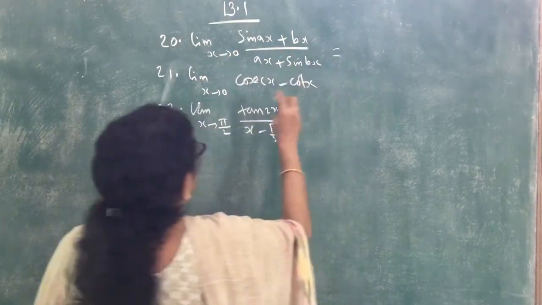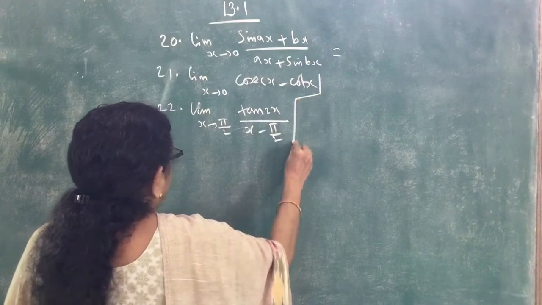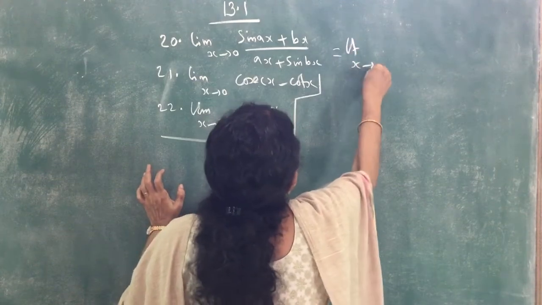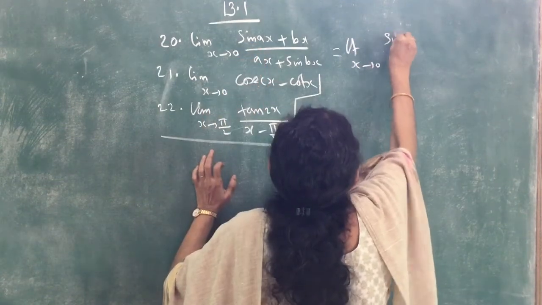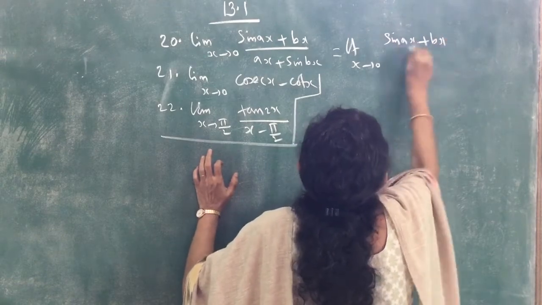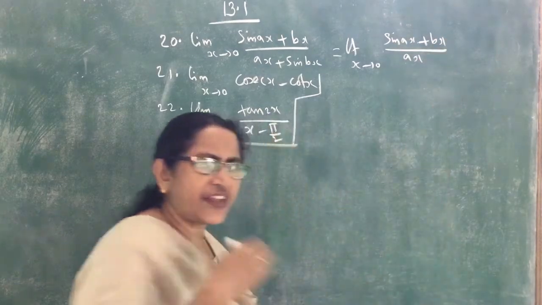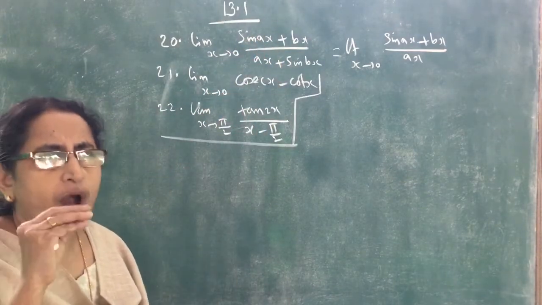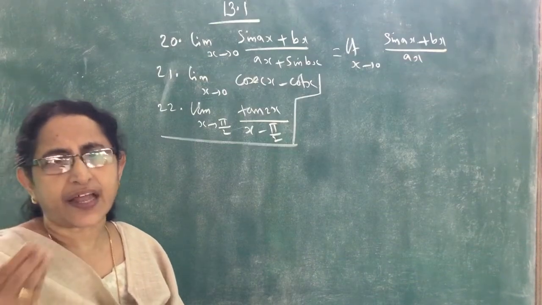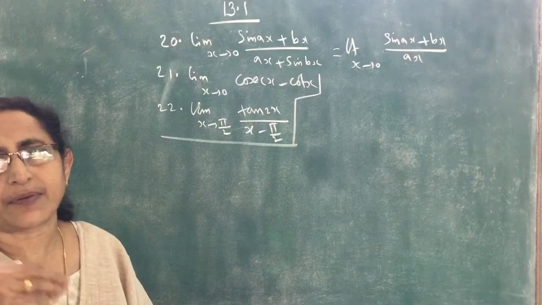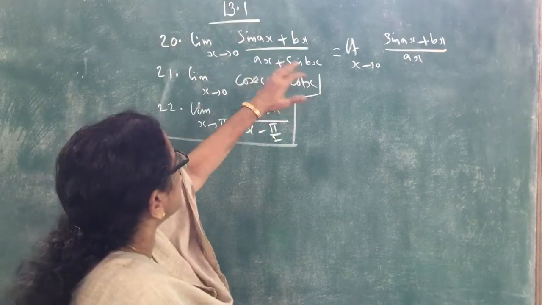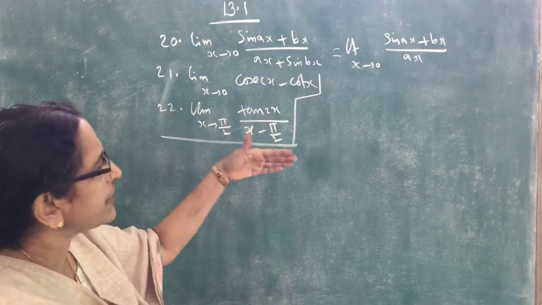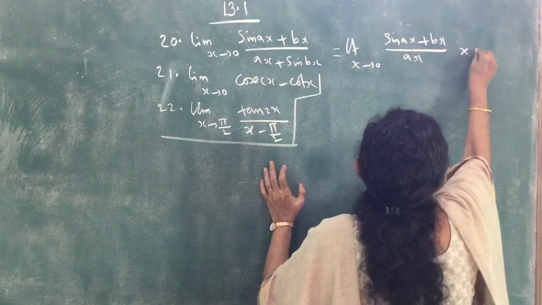That is equal to the limit as x tends to 0 of (sin ax plus bx) whole divided by ax. In the numerator we divide and multiply, and here there is sin ax. So we want to apply the formula: limit theta tends to 0, sin theta by theta equals 1. That angle should be the same in the denominator, so we divide the numerator by ax. When we divide by ax, we have to multiply by ax also.